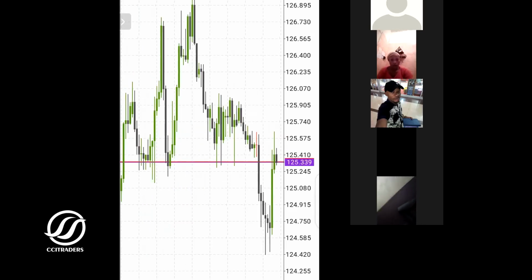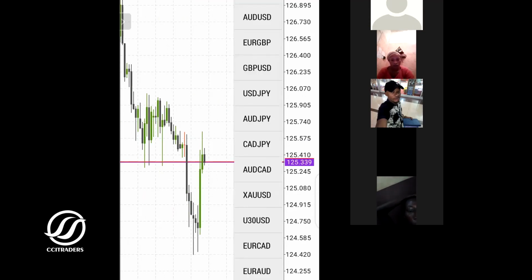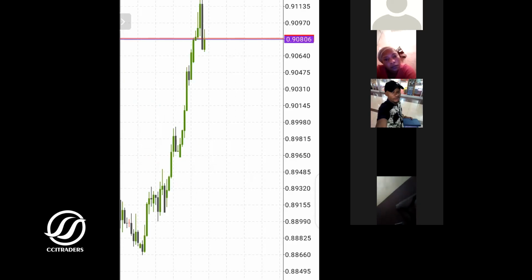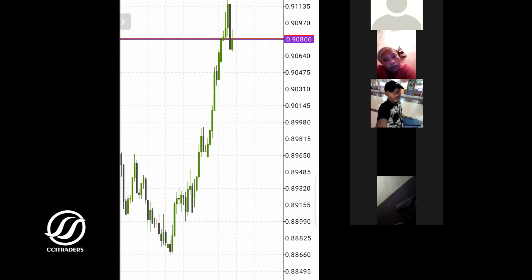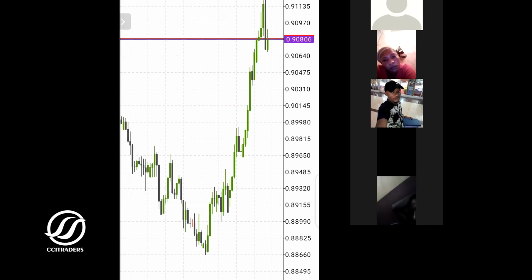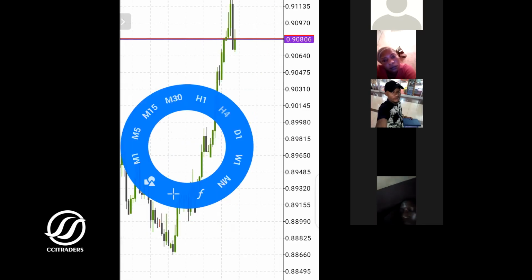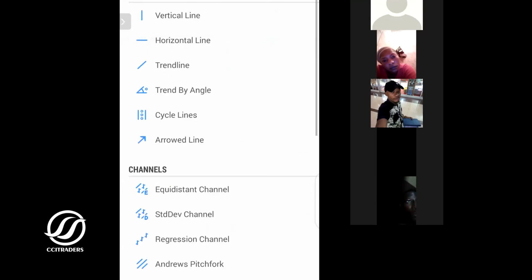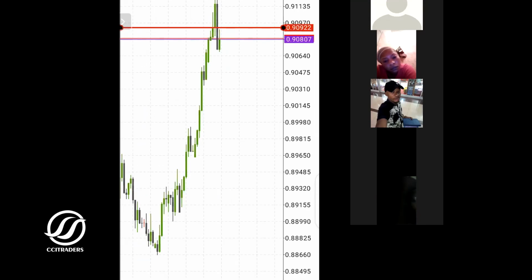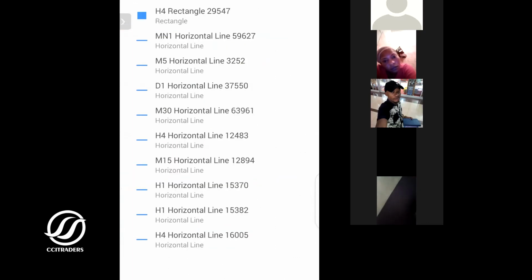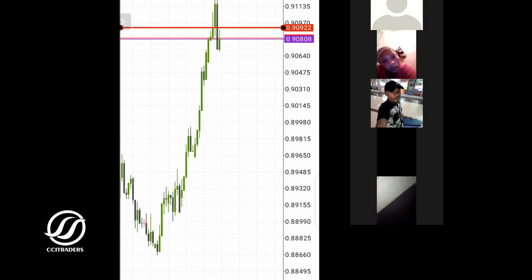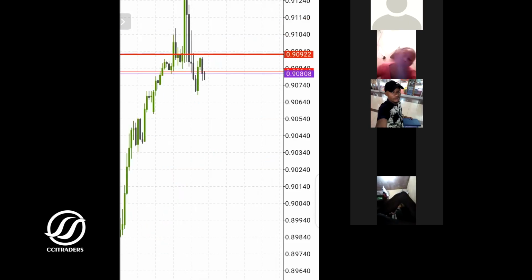Now, can you do analysis on your phone? Depending on how savvy you are, but I strongly recommend that you do most of your analysis with your computer because you get to see bigger things, like clearer values. So I'm setting a sell limit on this pair, the Euro GBP.